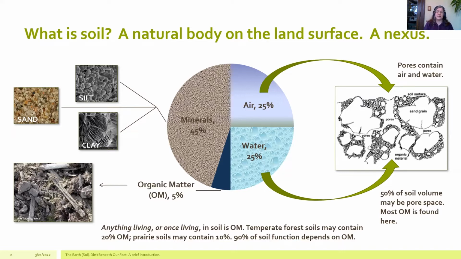So you might have 20% in a temperate forest soil. Prairie soils, our native prairie soils remnant, have about 10%. So 90% of soil function is depending on that organic matter. And you find that organic matter principally in those soil pore spaces. So keep that in mind as we're going, because those soil pore spaces are very vulnerable to our action.